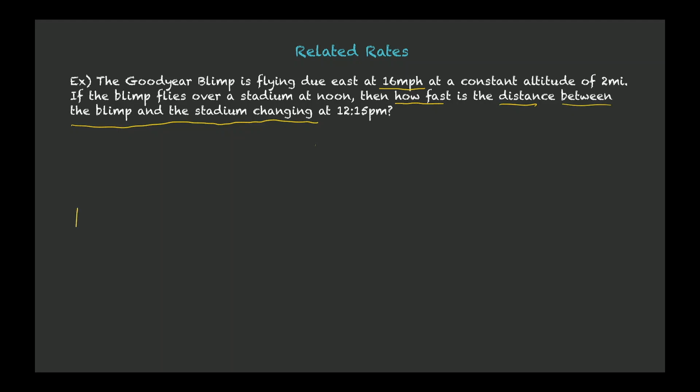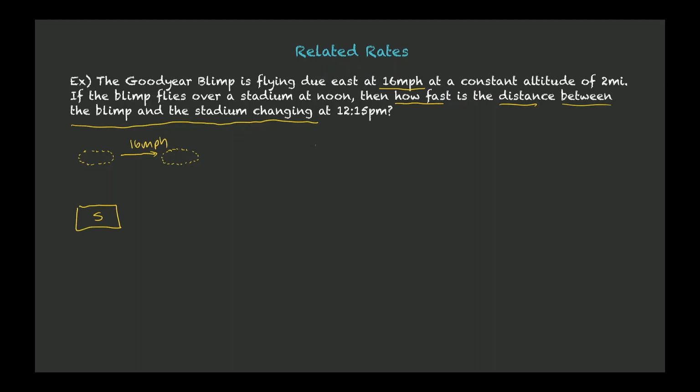You don't have to be a great artist, so we're just going to draw a little box for my stadium, and my blimp flies over the stadium at noon, and it's flying at 16 miles per hour to the east. Okay, and really what I want is the picture at the time that it's asking the question. So it asks the question at 12:15 p.m. So I really want to know that the blimp is over here, a little bit to the east at 12:15 p.m. And that's where I want to draw my picture of what's going on.